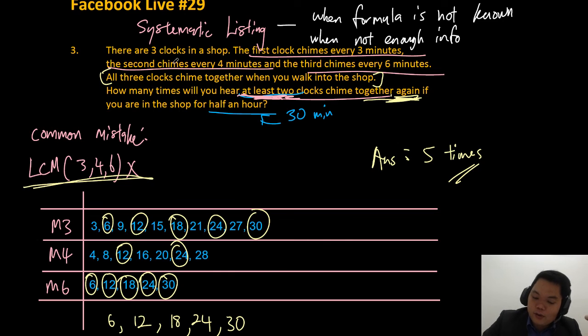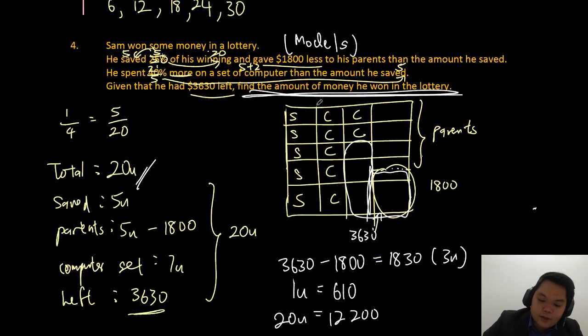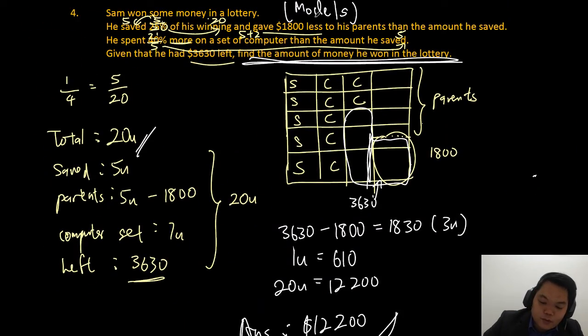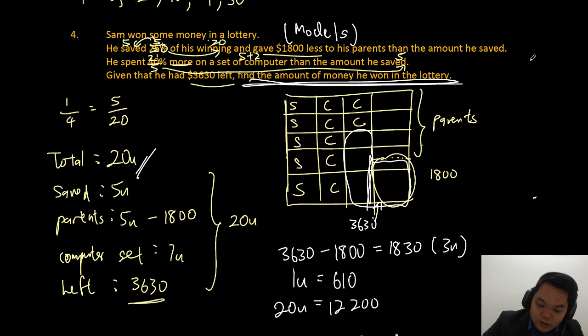So another common way of applying this is on factors, factor pairs. Then finally, this is on models to determine what are the steps that you need to take. Okay.